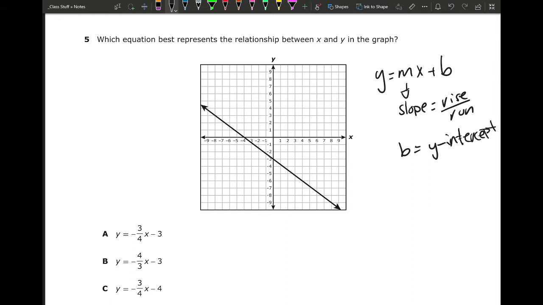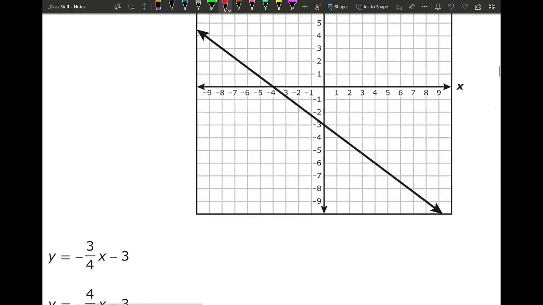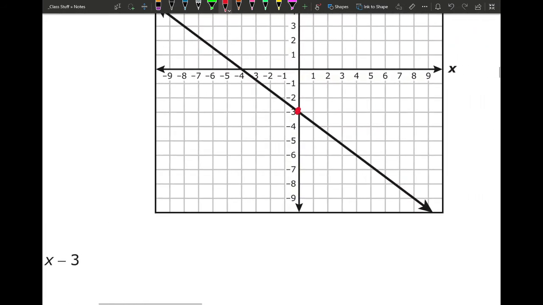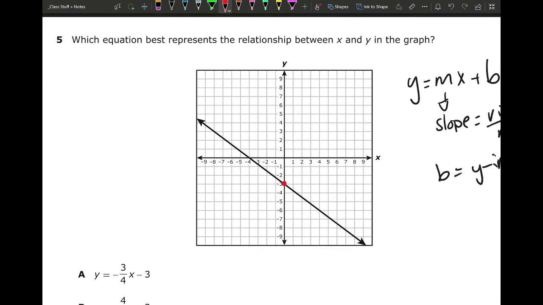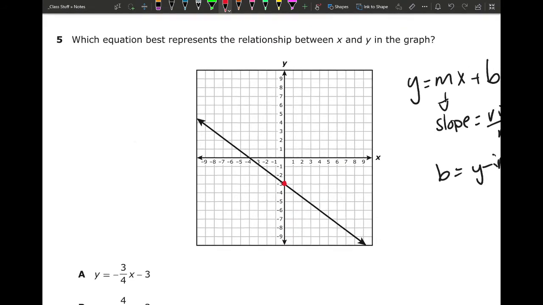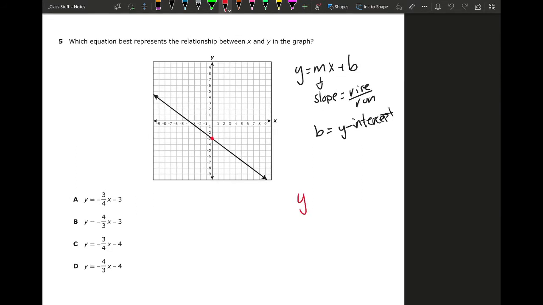So, if I look at my line right here, I'm not looking at the equations right now. I'm going to look for this right there. That's where the line crosses the y-axis. So I know that the y-intercept is going to be -3. So y equals mx plus, not plus, -3.